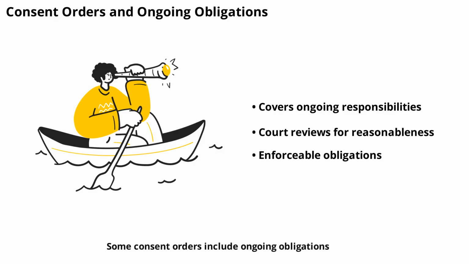Some consent orders include ongoing obligations, such as regular payments or continued cooperation. The agreement should clearly outline these responsibilities, and the court ensures they're reasonable. Ongoing obligations are enforceable, giving both parties confidence that the terms will be followed.